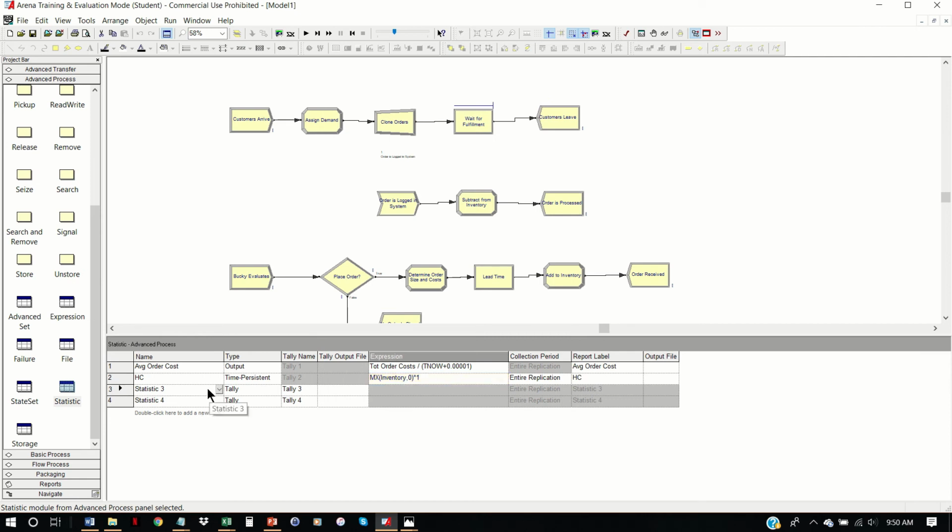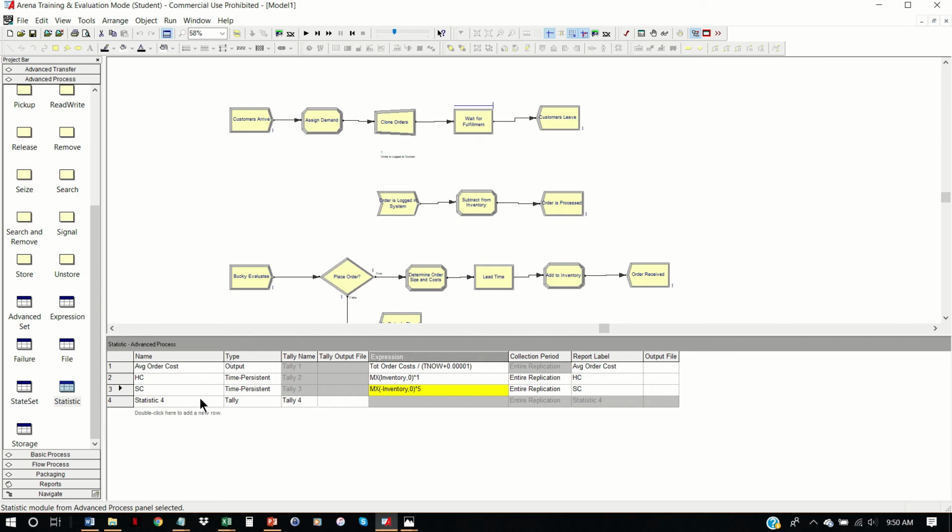And we can do the same thing now. We have a shortage cost. So this again is a time persistent statistic, and this is now when the inventory becomes negative. So we can say this is the maximum between negative inventory and 0. And the shortage cost is $5.